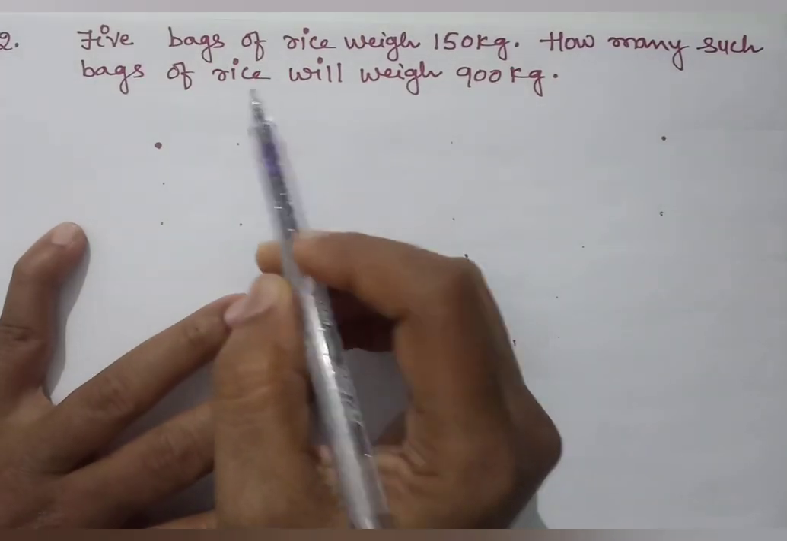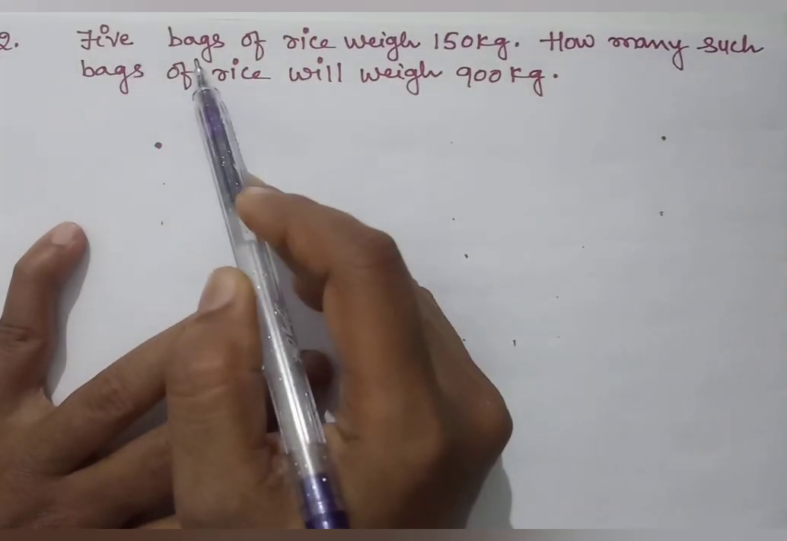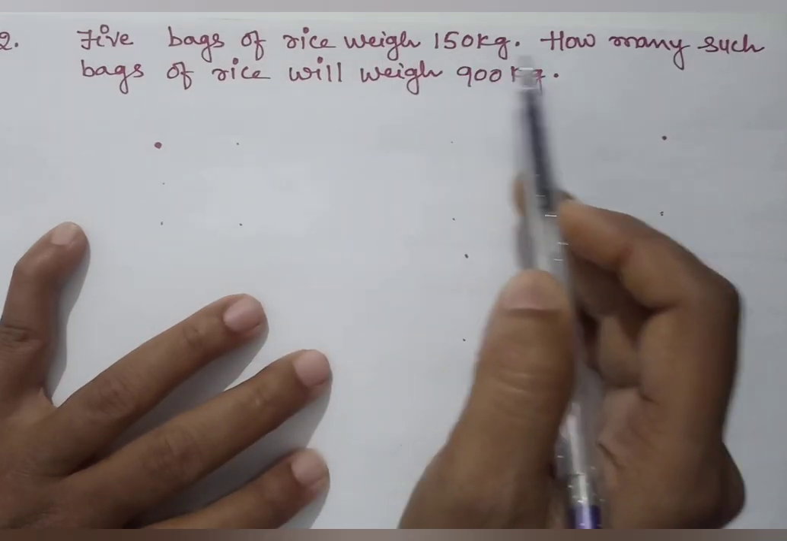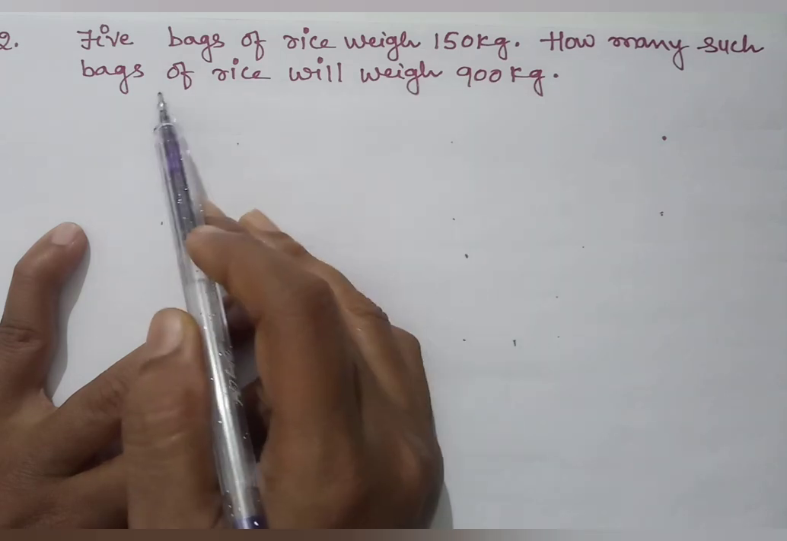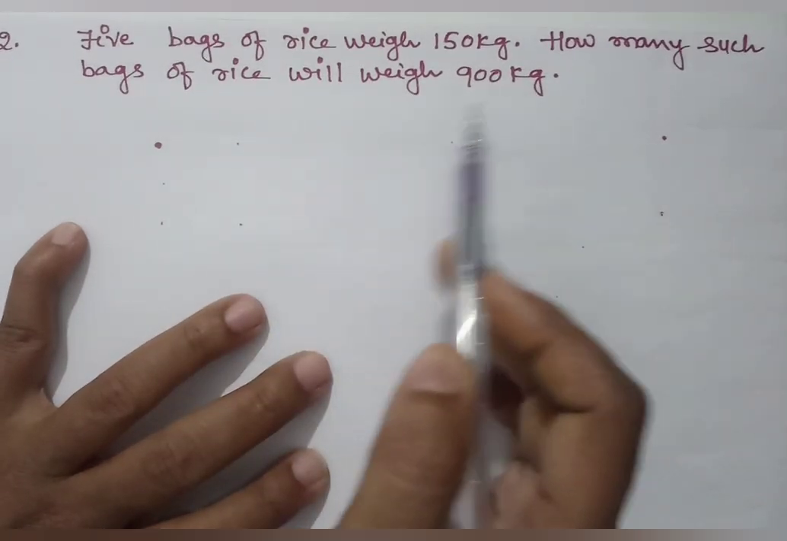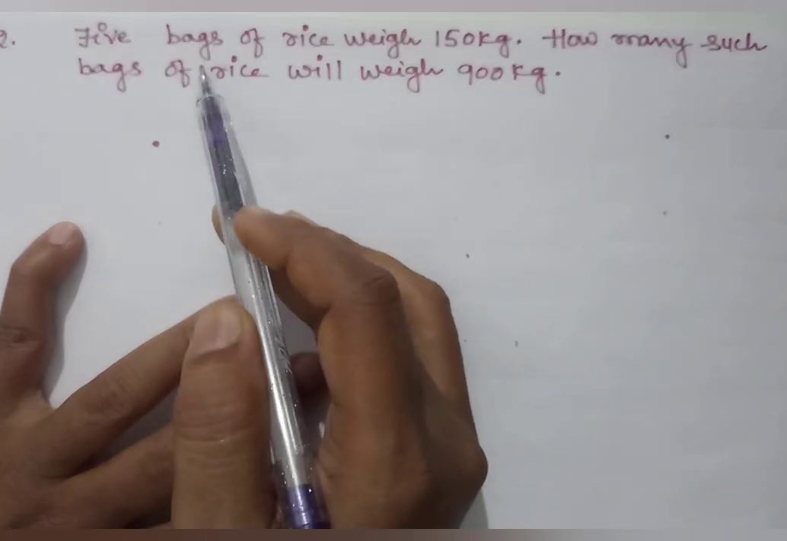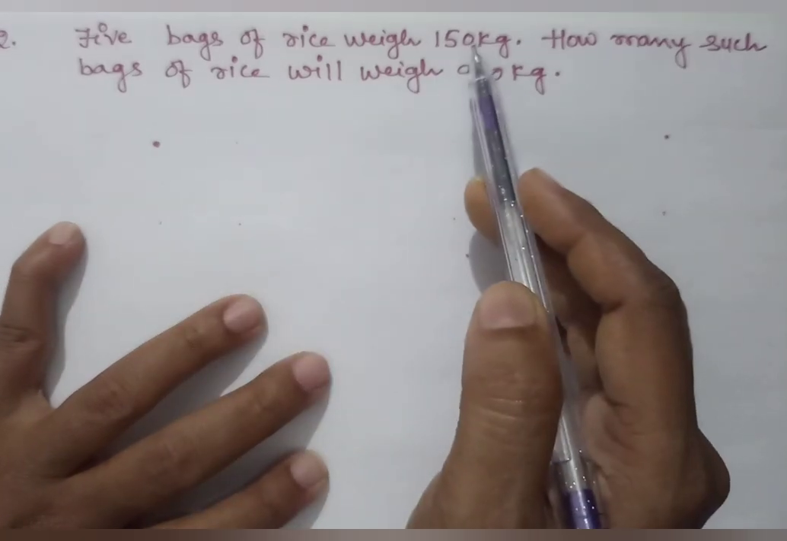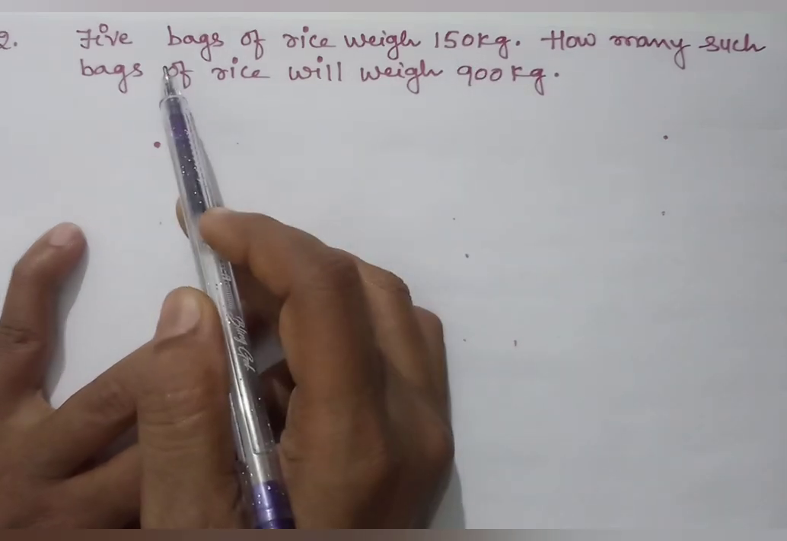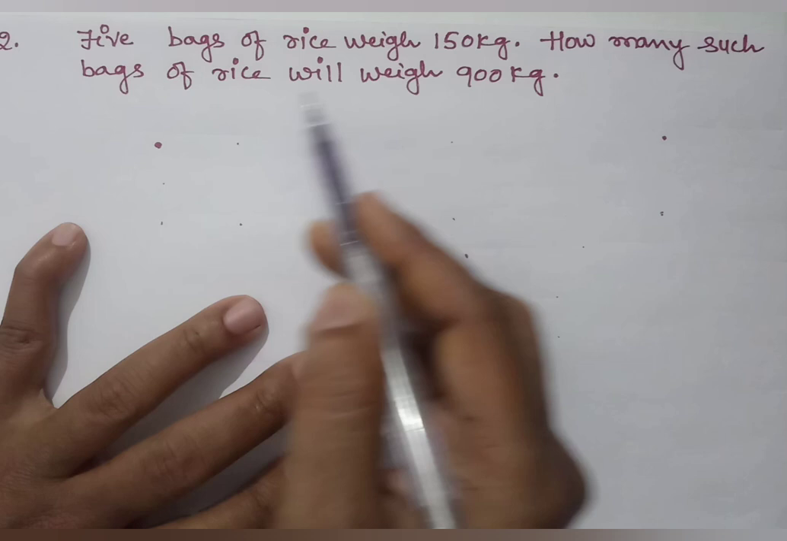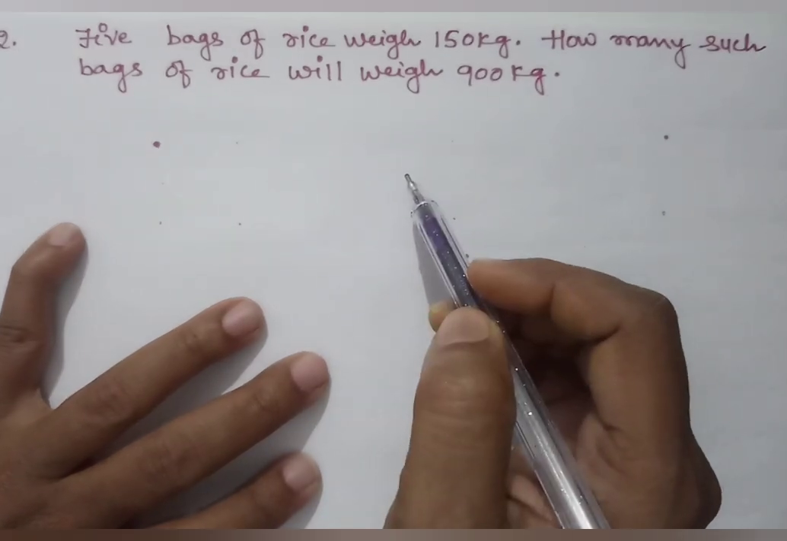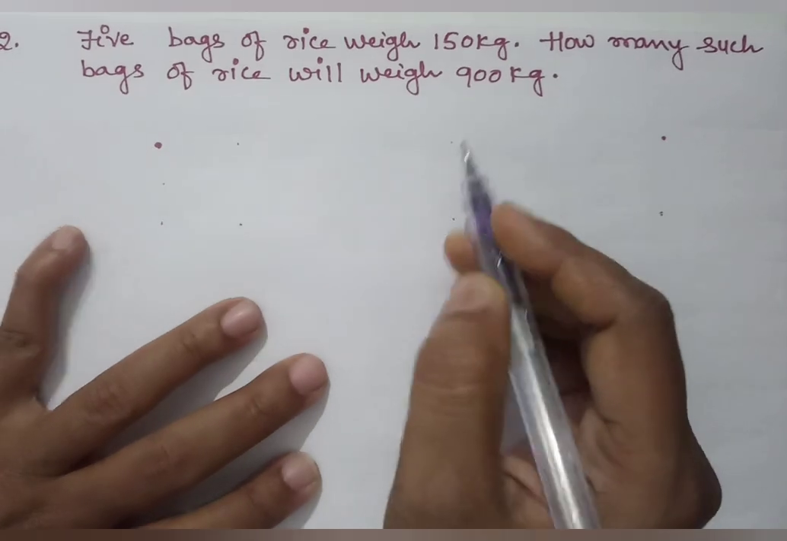Children, let us read this question. 5 bags of rice weigh 150 kg. How many such bags of rice will weigh 900 kgs? Here we have two quantities: number of bags and weight of bags. So we shall take number of bags in the X category and weight in the Y category. And let us see what variation it is showing.